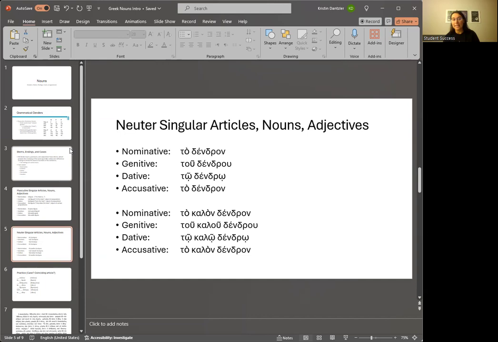It could be saying that the tree is the subject of the sentence. It could be saying it's the object. It's what's receiving the action. So context. If you just see to dendron by itself, it's not going to help you.